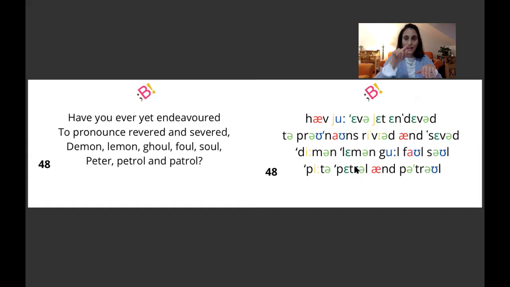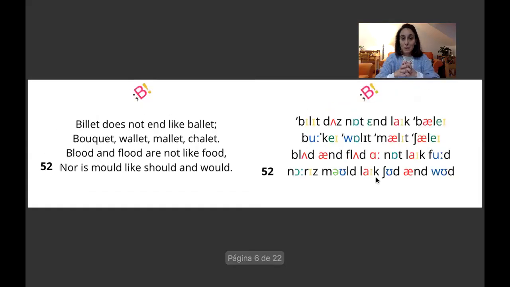This schwa is like an inverted e, and the schwa is very relaxed. It happens because it has to happen between the R and the L. There is a sound there, but you don't make any effort, okay? So, petrol and petrol. We put maybe more emphasis on the syllable pe, but no emphasis on the schwa. Petrol, something like that. If we keep going, we will see billet does not end like ballet.